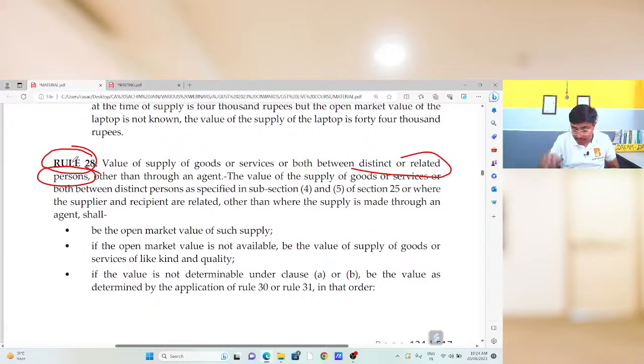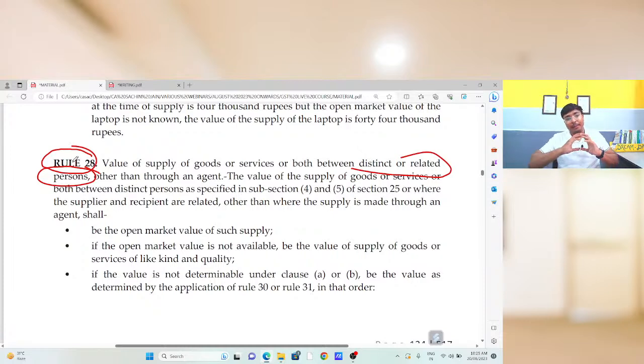What do you mean by distinct person and related person? Most probably we had already covered the distinct person and related person definition. Distinct person means same PAN number, different GSTN. Suppose my one office is in Rajasthan, another office is in Gujarat, another office is in Maharashtra. PAN number is same, GSTN is different.